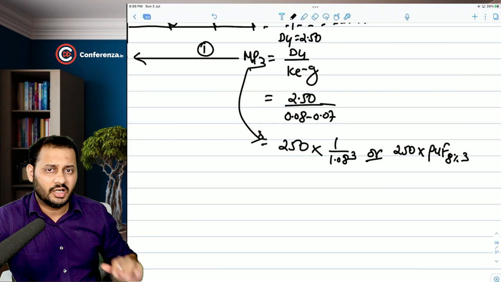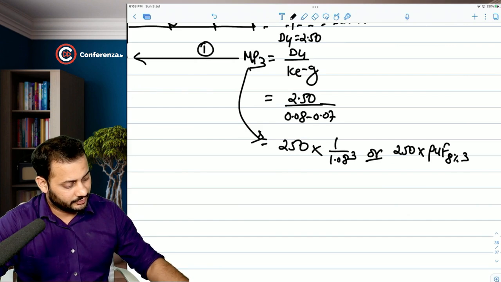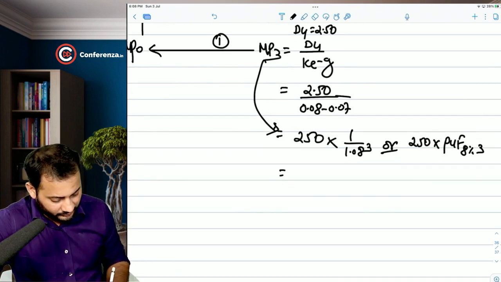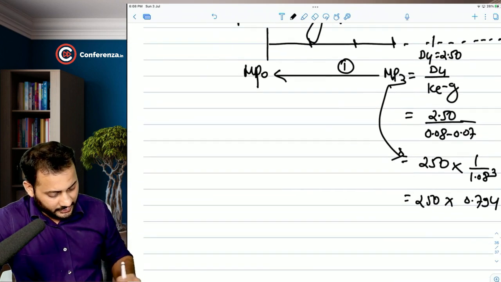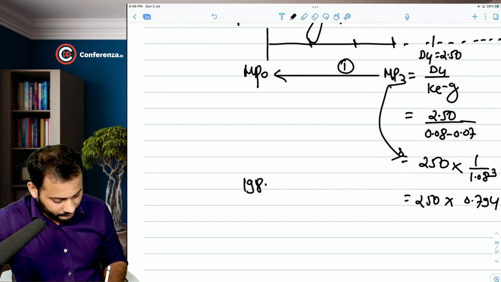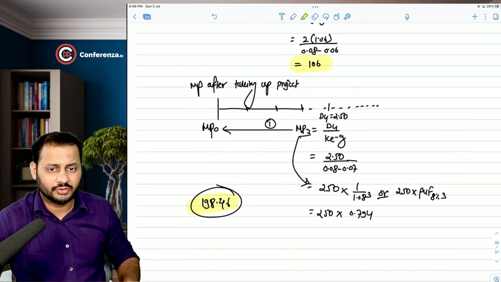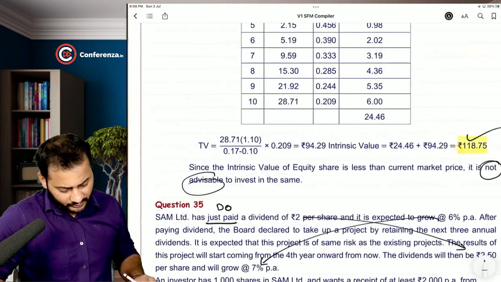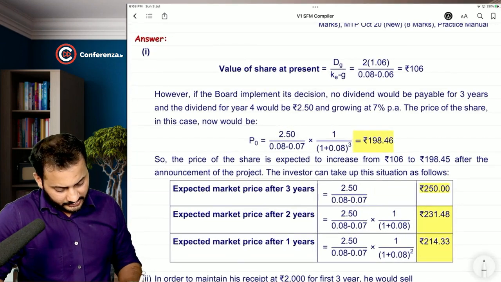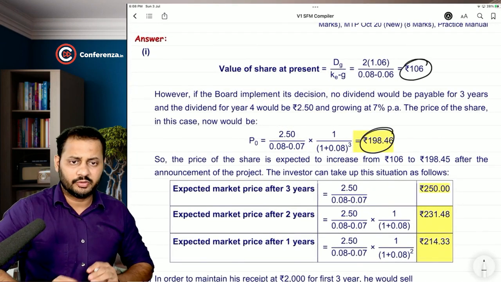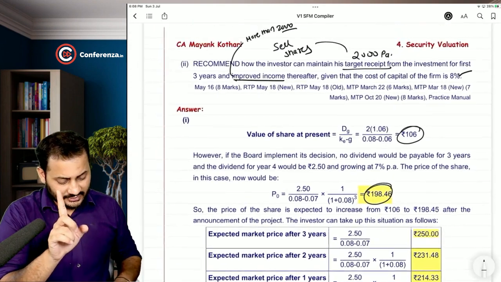This is just how you want to present in the exams. 1 divided by 1.08, 1, 2, 3 equals 0.794. So it becomes 250 into 0.794. The answer is around 198.46. So yes, the market price is changing from 106 to 119.46. Let's have a look at the answer. See, it is changing from 106 to 119.46. So we can conclude that yes, the market price is being affected. That was the first answer.